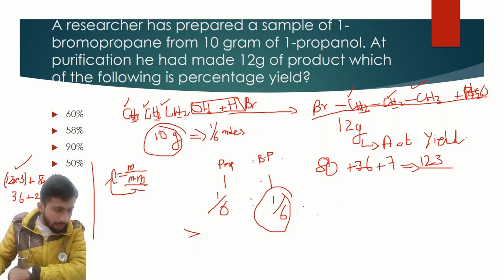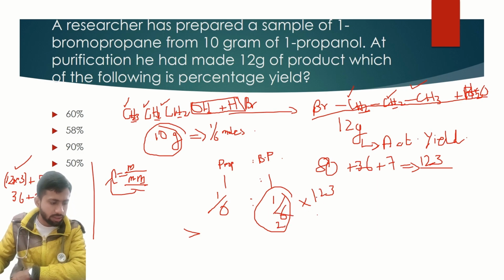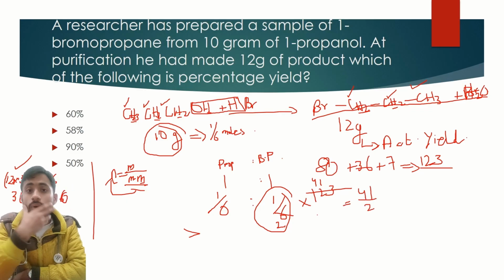Now multiply it with 1 by 6, 123. You can divide it with 3 first. 3 2s are 6. 3 4s are 12 and 41. 41 by 2 is the right answer. Let's consider this. Okay, 41 by 2. This is your theoretical yield.